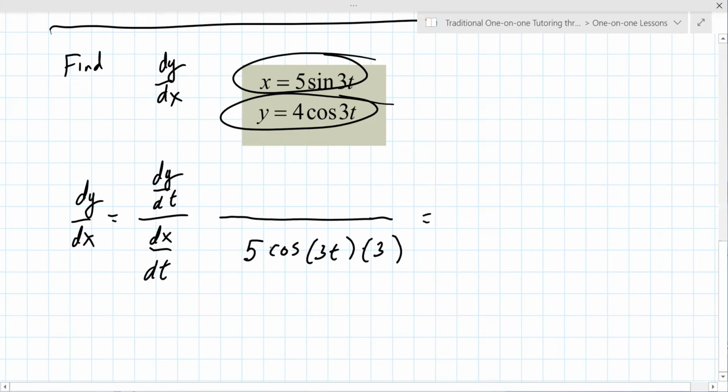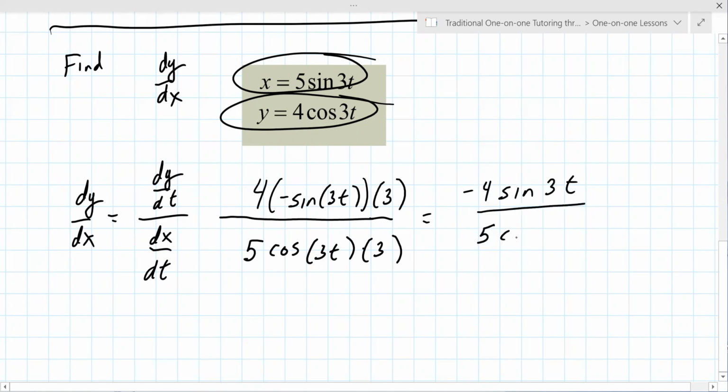Yeah, and then you might get some cancellations, so you might want to hold off on that. Okay, so the derivative on top? It's 4 times the derivative of cosine, which is negative sine 3t, times 3. Yeah, so another chain rule. So the 3's cancel, and you get negative 4 sine 3t over 5 cosine 3t. And then sine over cosine is tangent.